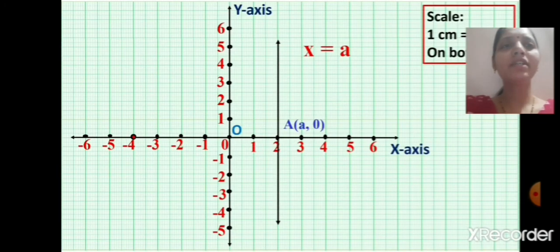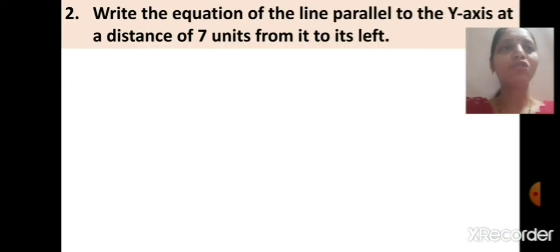Now we have already seen that the equation of a line parallel to the y-axis is x is equal to a. If the value of a is greater than 0, the line will be to the right of the y-axis, and if the value of a is less than 0, then the line will be to the left of the y-axis. So here you have to draw a line parallel to the y-axis at a distance of 7 units from it to the left. That means your value of a, or the x coordinate, will be negative.